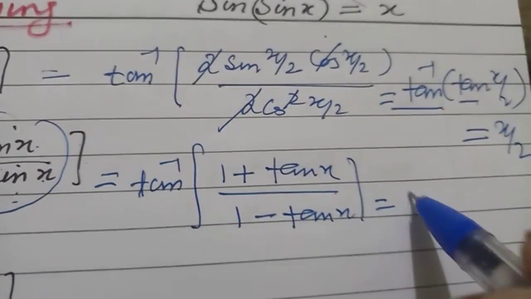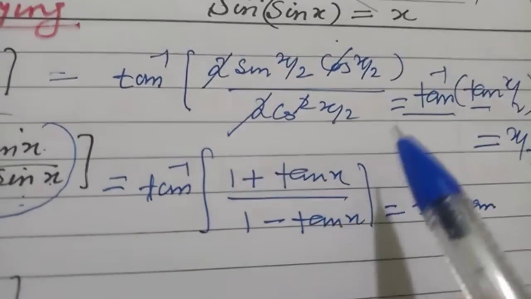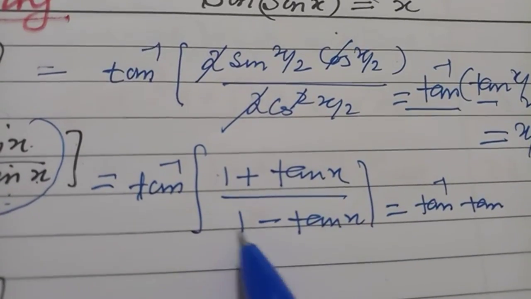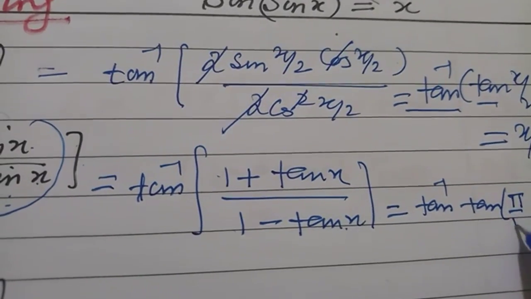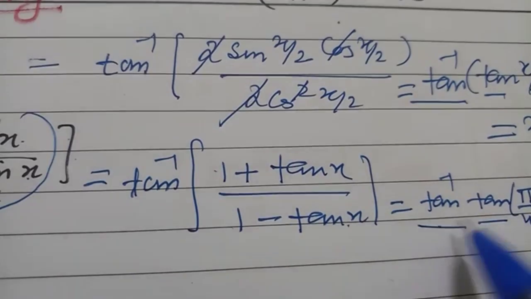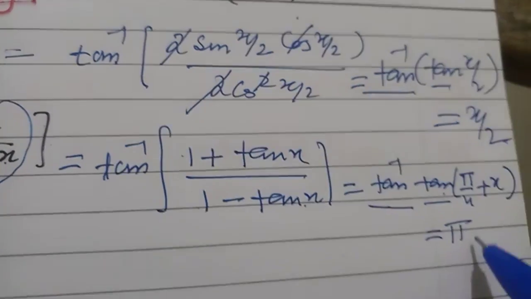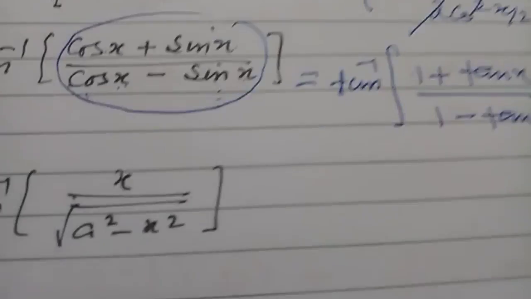So this is tan inverse of tan. What is the formula of 1 plus tan x over 1 minus tan x? The formula is tan of pi by 4 plus x. Here, tan inverse and tan cancel. The answer is pi by 4 plus x. It's a very simplified form.